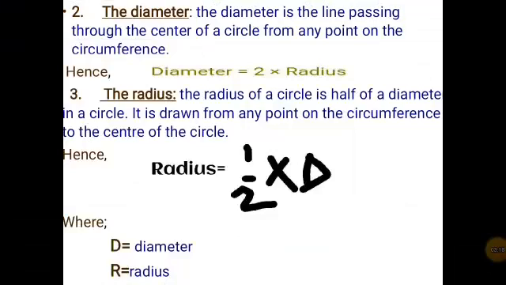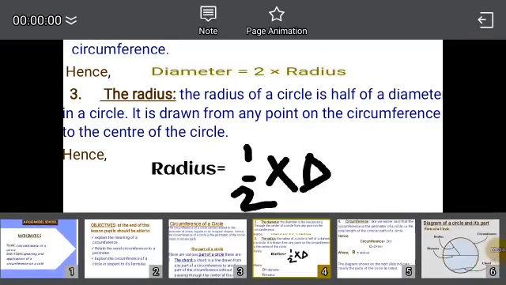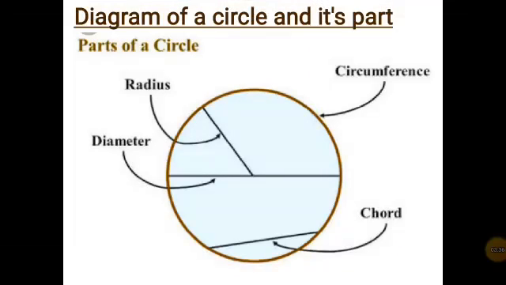Now, number 3, which is the radius. The radius of a cycle is half of a diameter in a cycle. It is drawn from any point on the circumference to the center of the cycle. So, let's go back to the diagram. Now, you see the radius.